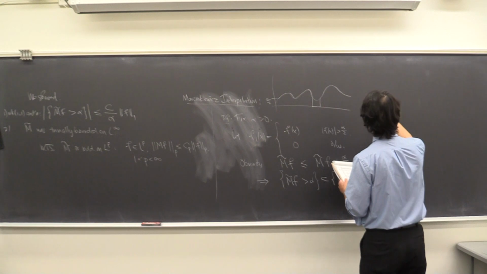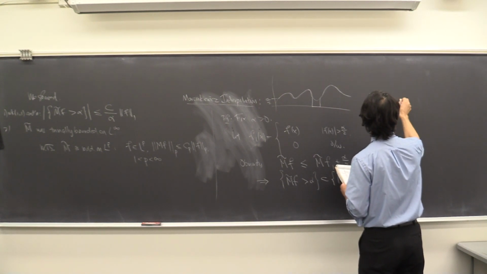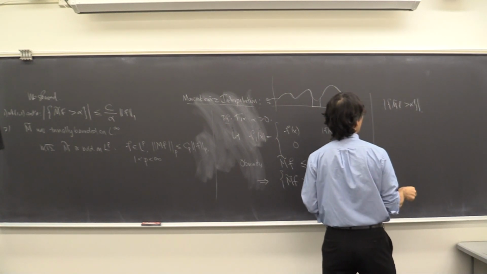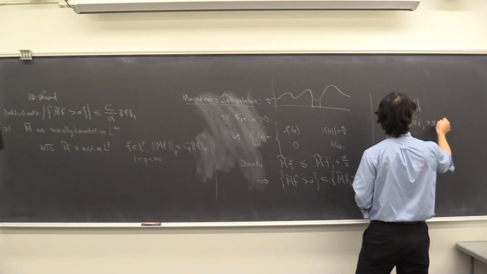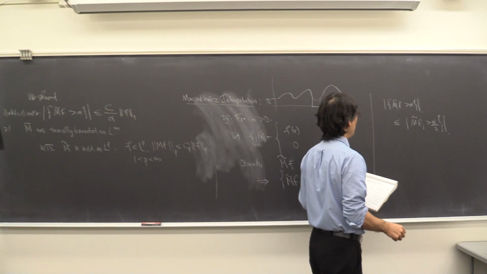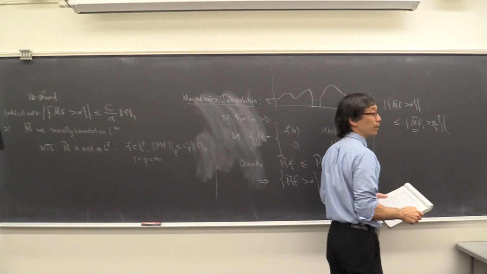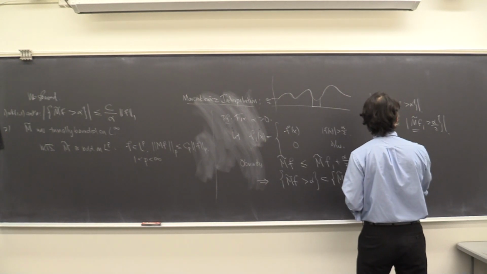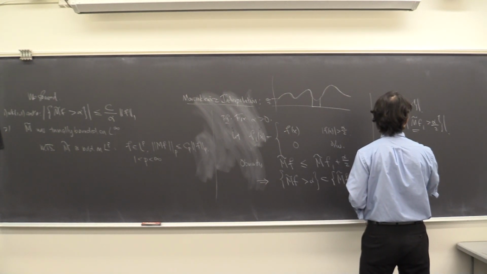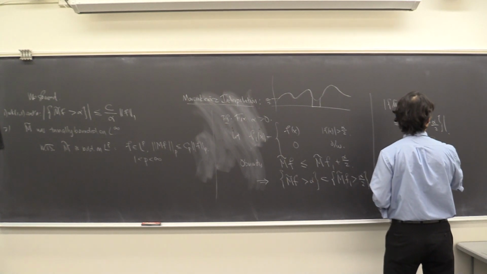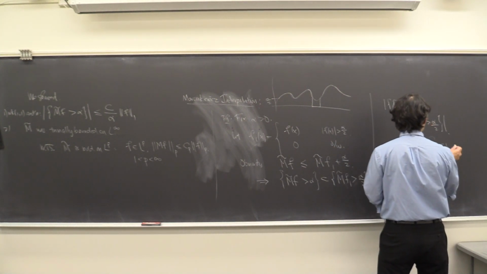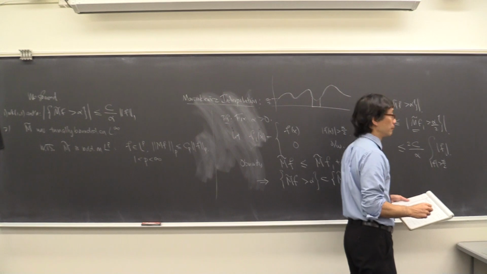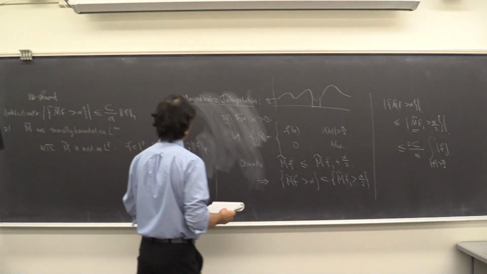So the size of this set is controlled by the size of that set. Now we can apply the weak (1,1) condition to this, and we say this is controlled by C over (alpha over 2) times the L1 norm of f1. But the L1 norm of f1 is the integral of f over the set where f is bigger than alpha over 2.